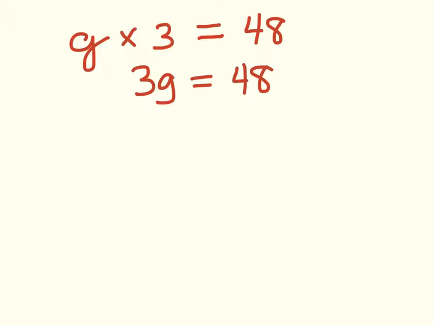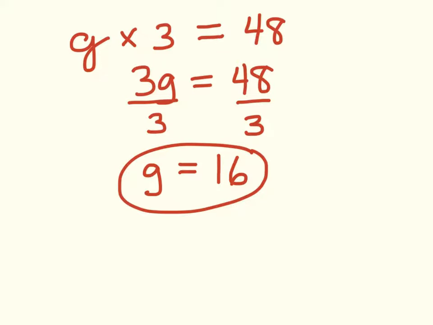Now to solve for G, you'll recall that we need to divide each side by 3. Therefore, G equals 16. So there are 16 goldfish in the pond.